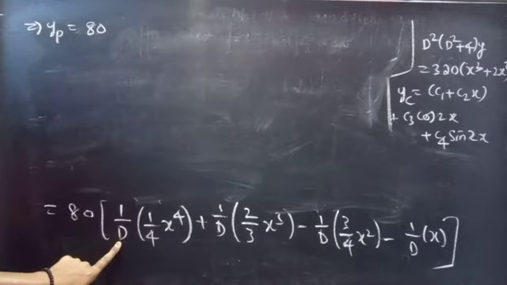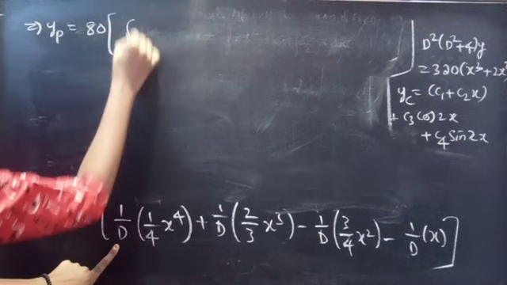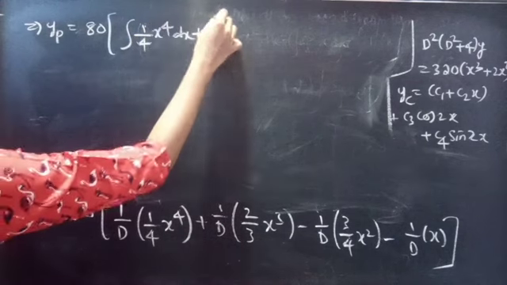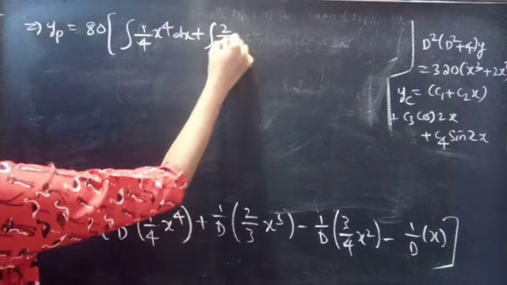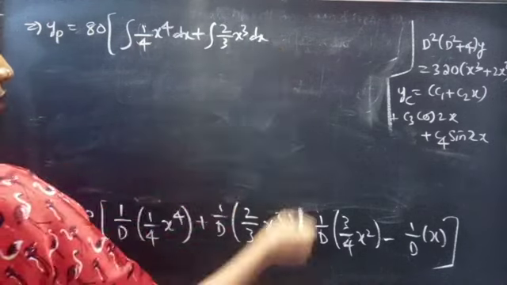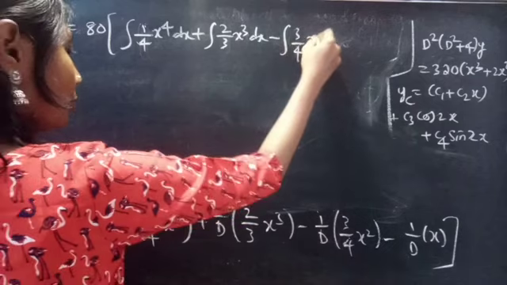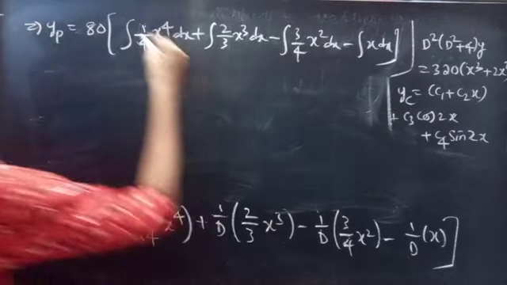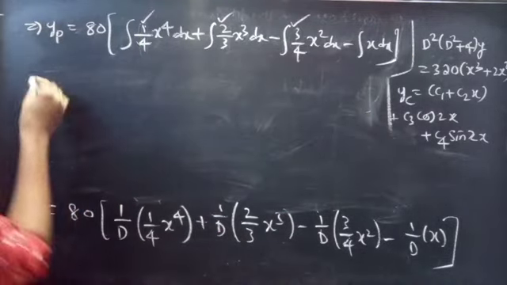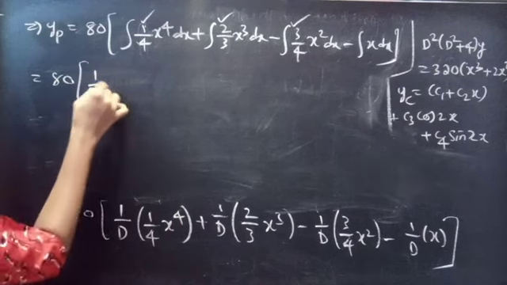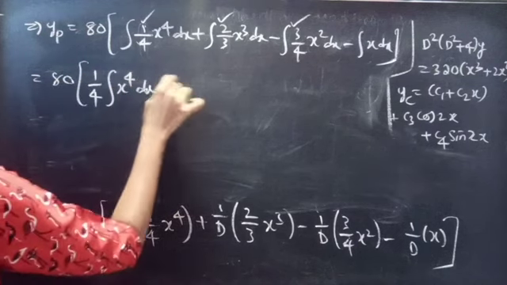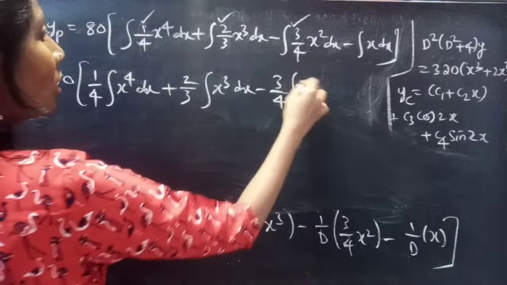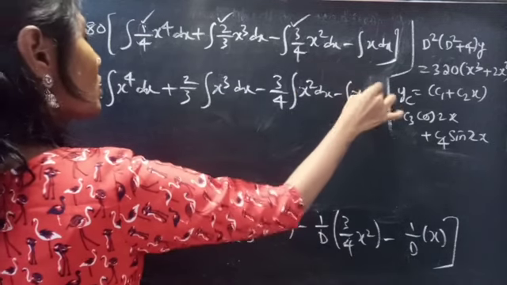Since 1 by D is an integral operator, so yp becomes 80 into integral 1 by 4 x power 4 dx plus integral 2 by 3 x cube dx minus integral 3 by 4 x square dx minus integral x dx. Now let's take the constants outside the integral. We'll get 80 into 1 by 4 integral x power 4 dx plus 2 by 3 integral x cube dx minus 3 by 4 integral x square dx minus integral x dx, right?